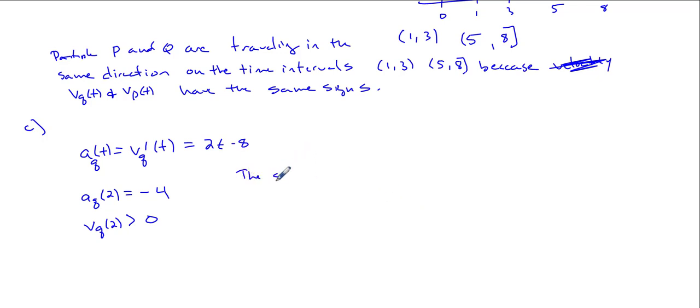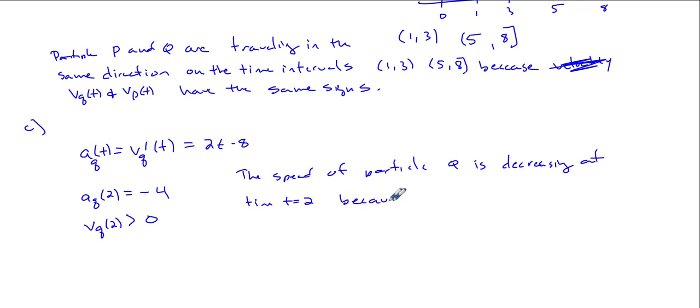The speed of particle Q is decreasing at time t equals 2 because a sub q of t and v sub q of t have opposite signs. All right, not too bad.